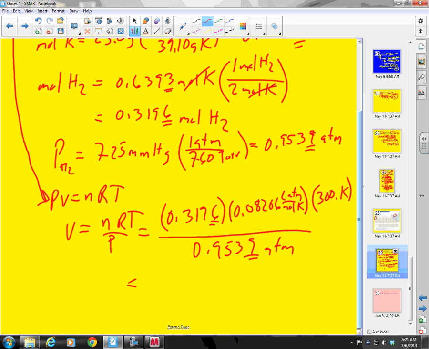Okay, 0.3196 times, I put in the wrong number already, 0.3196 times 0.08206 times 300 divided by 0.9539, and wunderbar! We have 8.25 liters of hydrogen gas would be created.